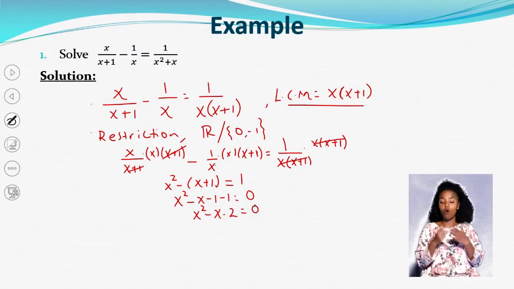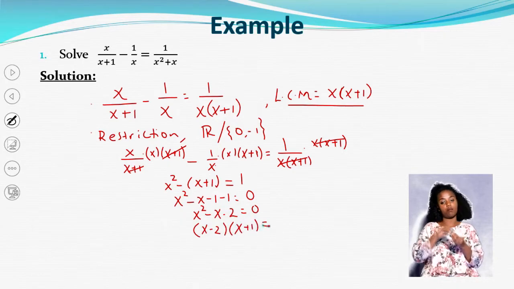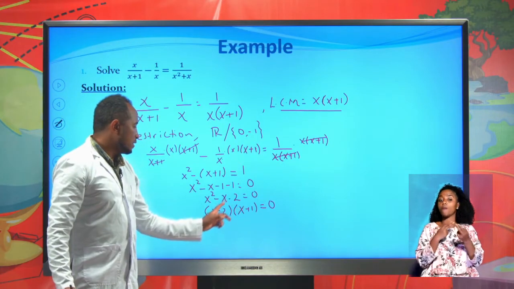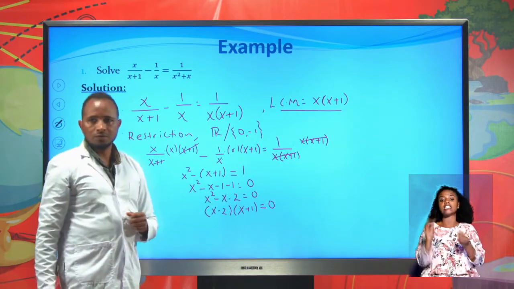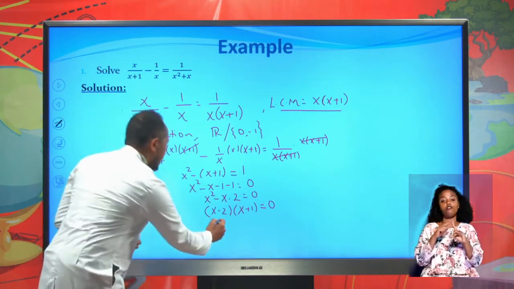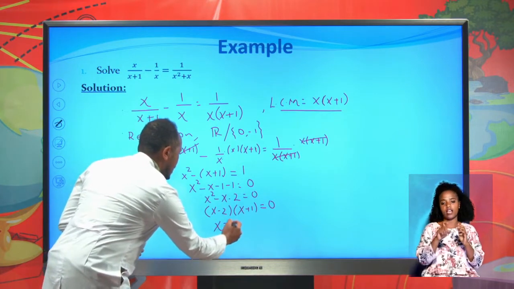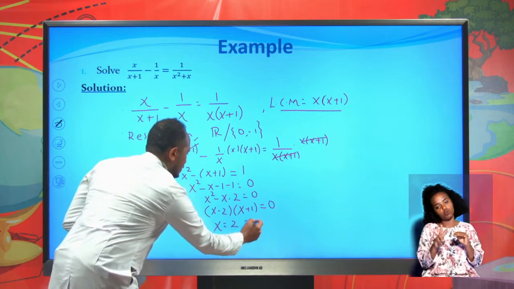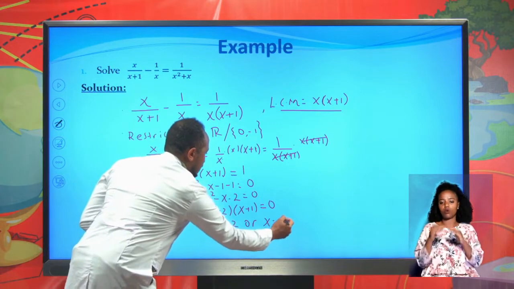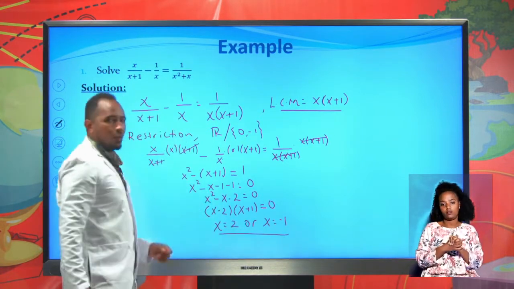So factorizing this, you have x minus 2 times x plus 1 gives you 0. The product is minus 2, the sum is minus 1. Therefore, from this, the value of x is either 2 or negative 1. We have arrived at this.